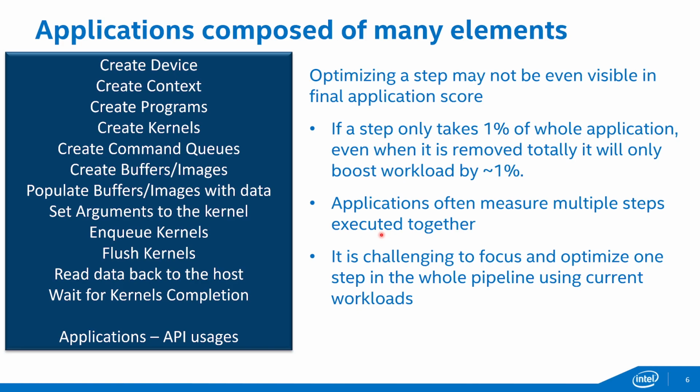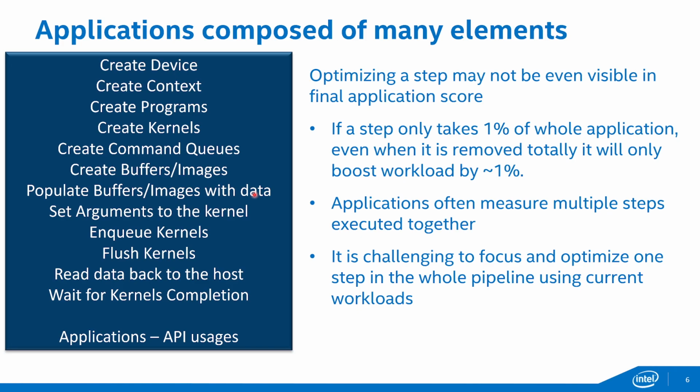Another thing that's very important is that those applications consist of multiple steps. They are huge. And I've noted some steps that each application pretty much does. And as you see here, there is a lot. If you want to optimize those steps, you may not even see the difference in your application score. Because if a given step that you optimize is only 1%, even if you remove it completely, the application will only boost like 1%, which is not a lot.